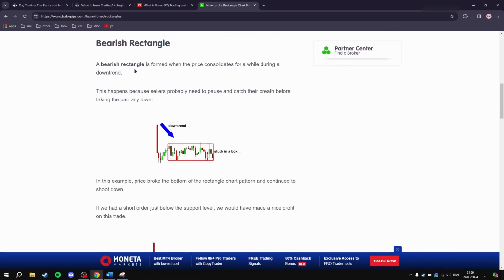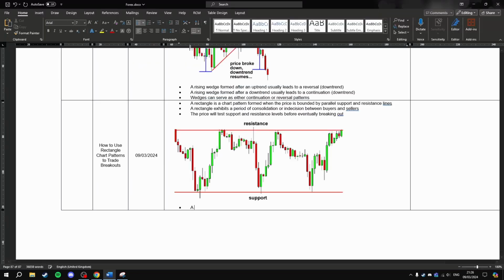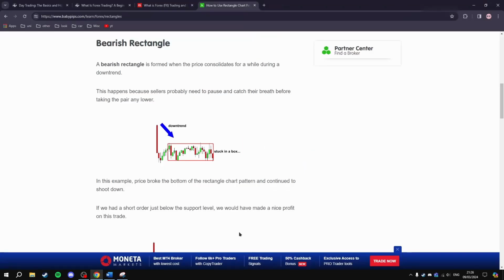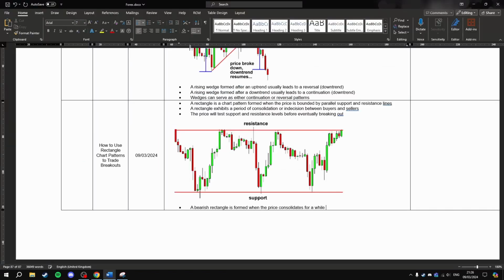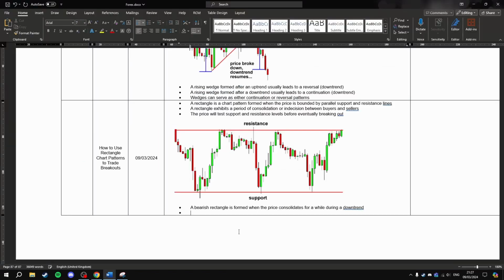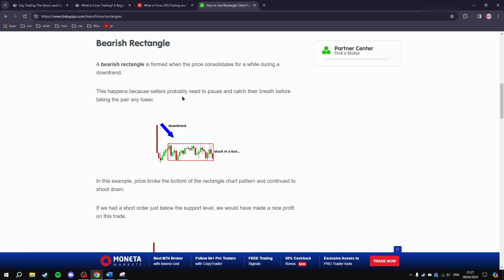Bearish rectangle. A bearish rectangle is formed when the price consolidates for a while during a downtrend. This happens because sellers probably need to pause and catch their breath before taking the pair any lower.